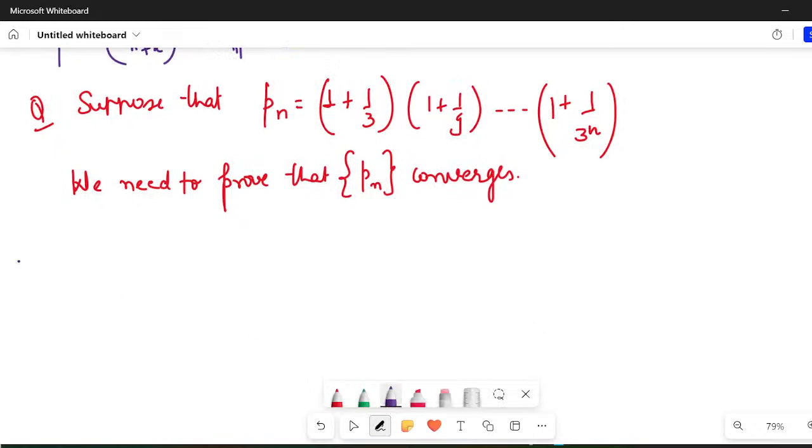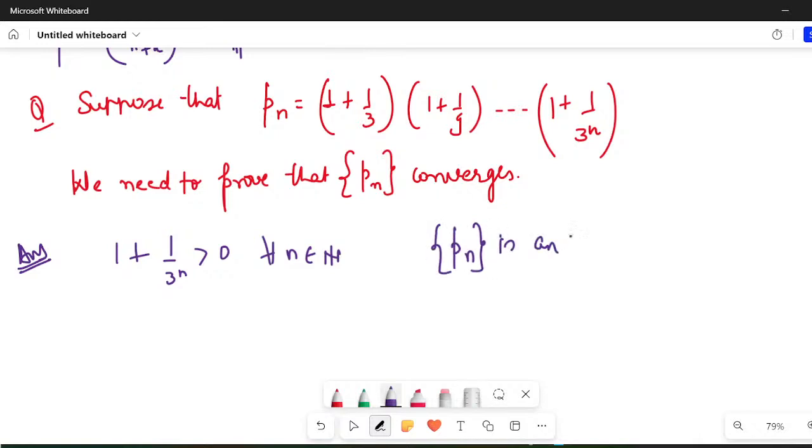How to prove it? Just think about it. I've done something in a previous lecture, a previous question, and then you will be able to see. I already know that 1 plus 1 upon 3 raised to power n would be greater than 0 for all n belonging to natural numbers. It would be positive. And it is quite easy to see that Pn is an increasing sequence. Why is it an increasing sequence? If you just think, what would be Pn plus 1?